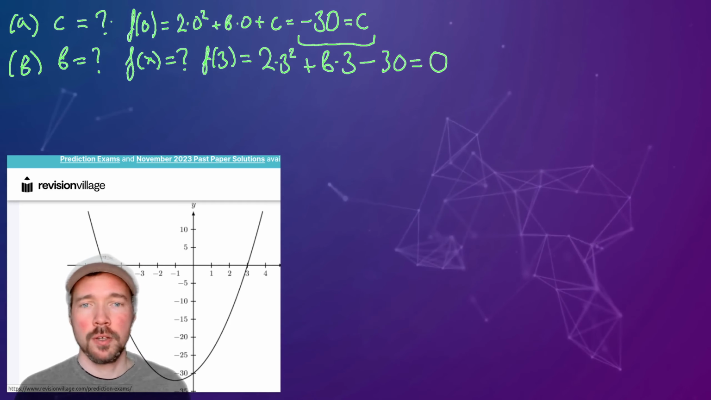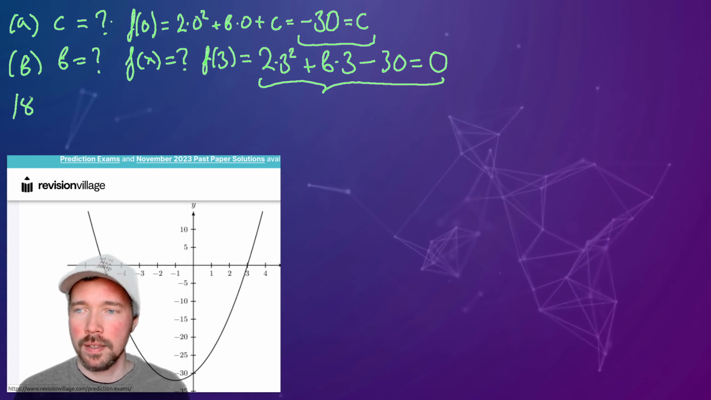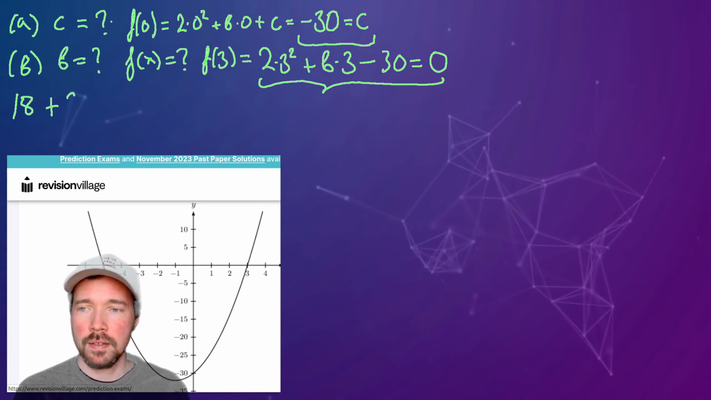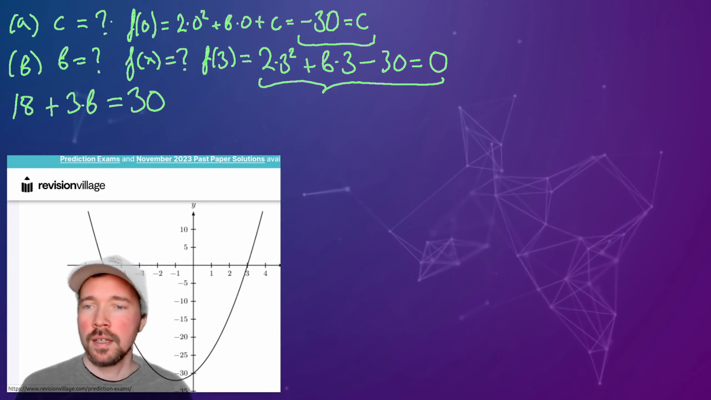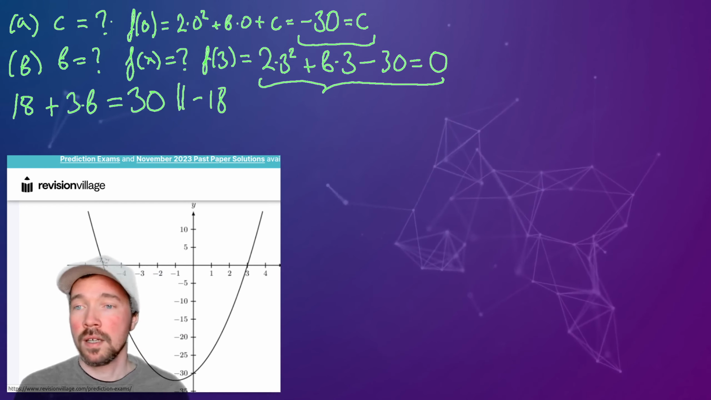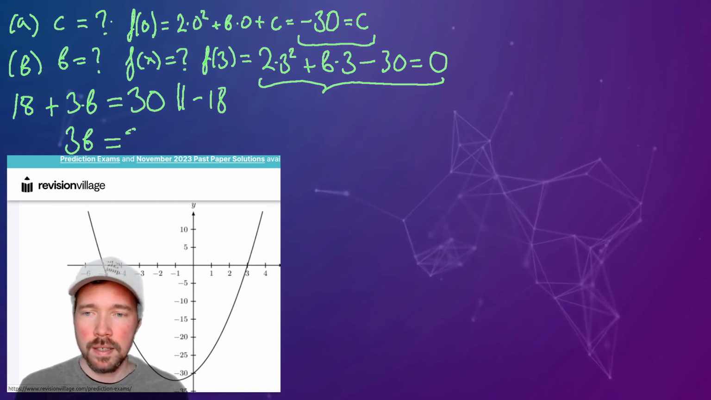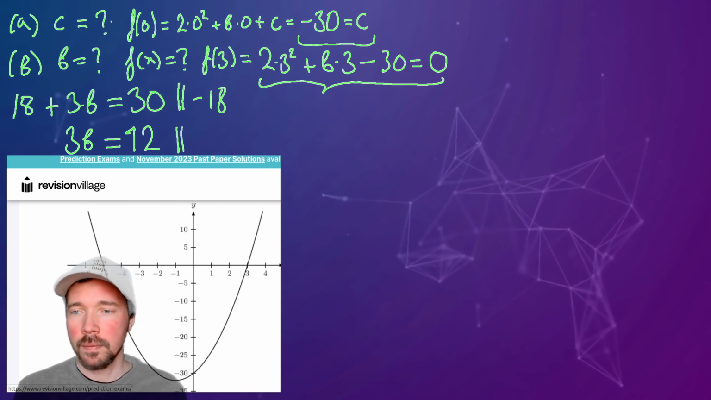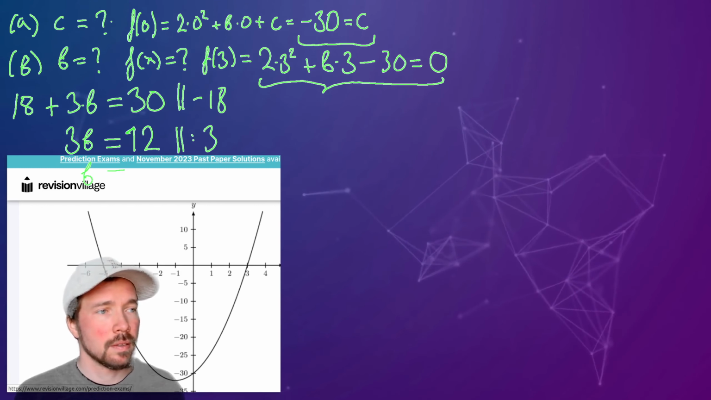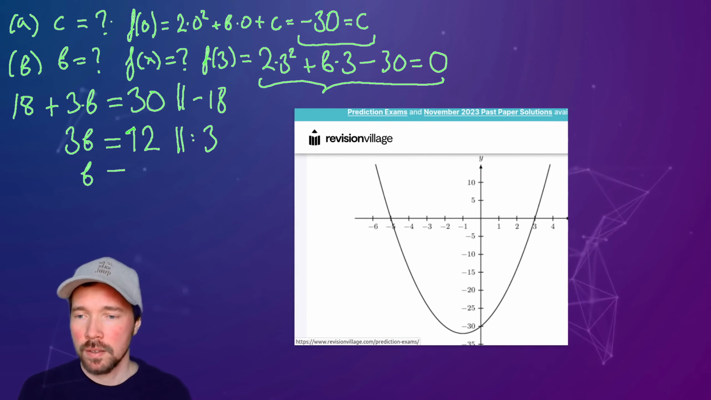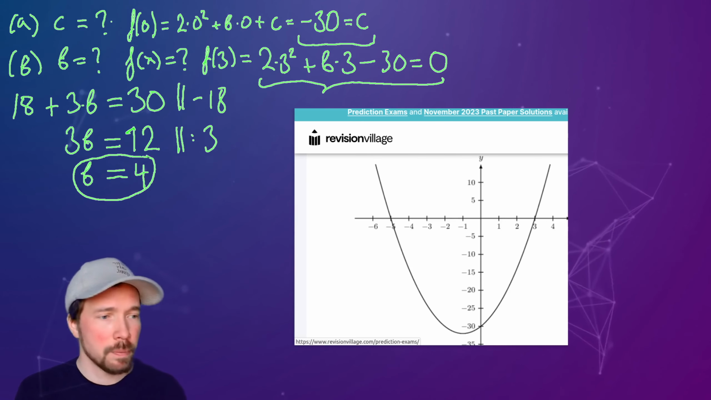And so we can solve this equation: 2 times 9, 18, plus 3 times b. Okay, let's move 30 to the right side, then minus 18. 3b equals 30 minus 18, which is 12, divided by 3, we get that b equals 4. So that's the answer to part b.